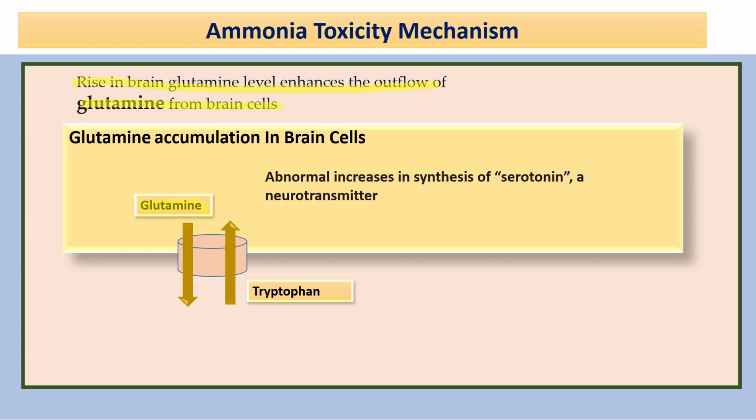So all the increased glutamine will come outside and it will drag tryptophan inside, it will move tryptophan inside. Now tryptophan is a source used for the formation of serotonin, which is made here. There is an abnormal synthesis of serotonin because of elevated level of tryptophan in the brain cells. So here the serotonin level will increase.